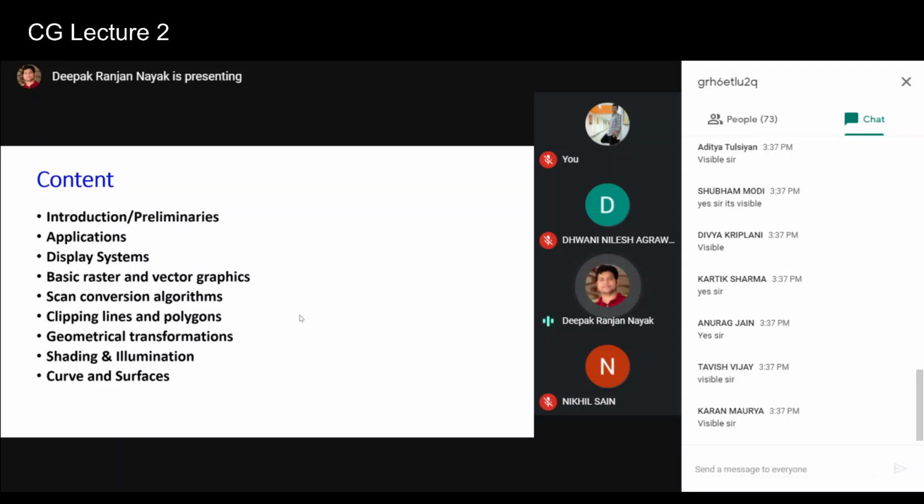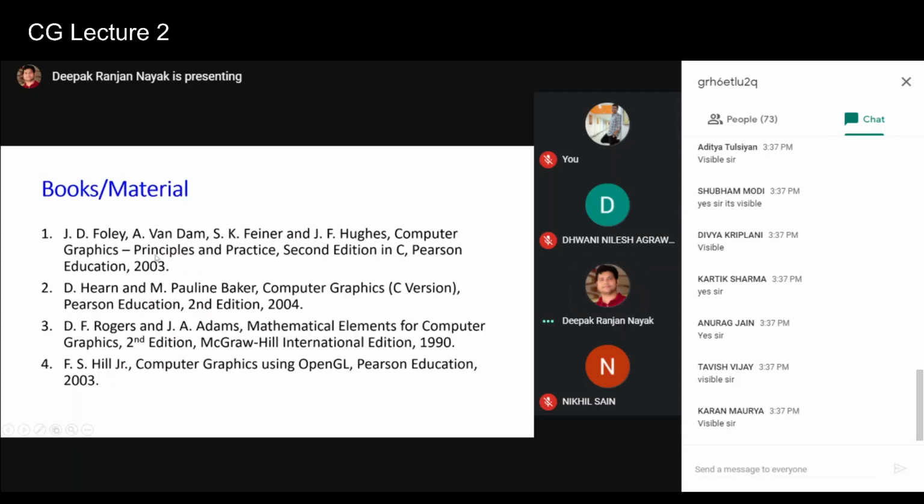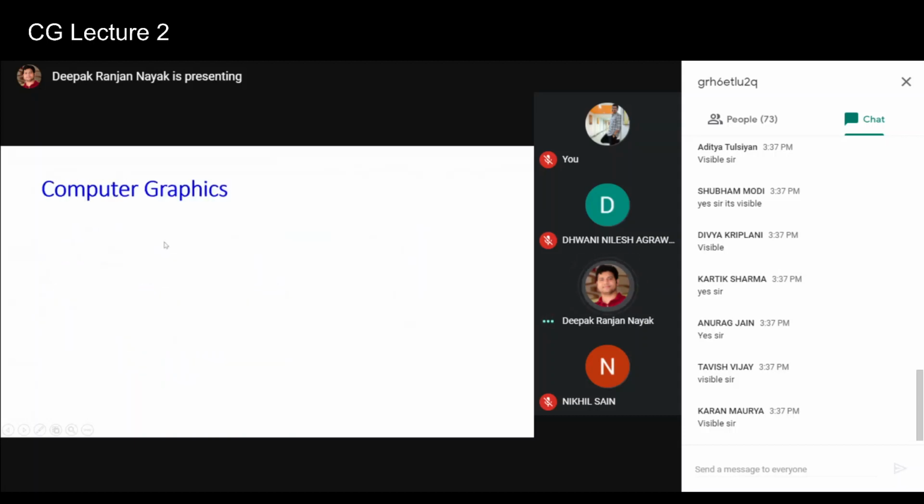And maybe in the next class we'll be talking about the display systems, the old display systems, including the current display systems. We'll start with the cathode ray tube. Then there are a few different types of display systems like raster scan, vector scan, and random scan that we'll discuss, along with the difference between raster scan and random scan. The books and materials I have already shown you, and I've already told you which books are to be followed throughout this course.